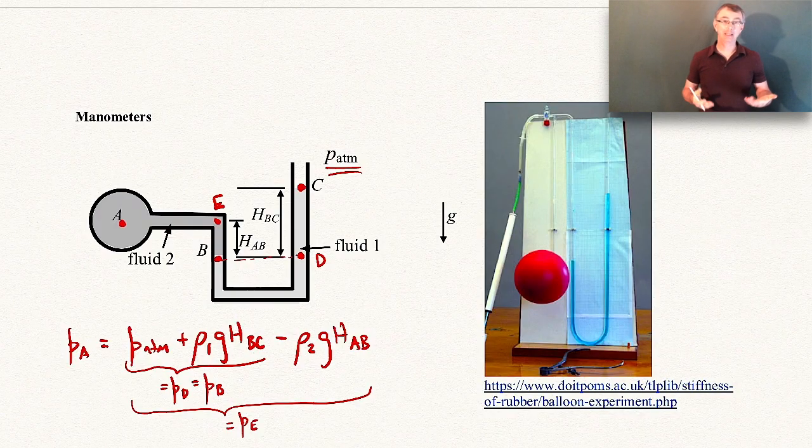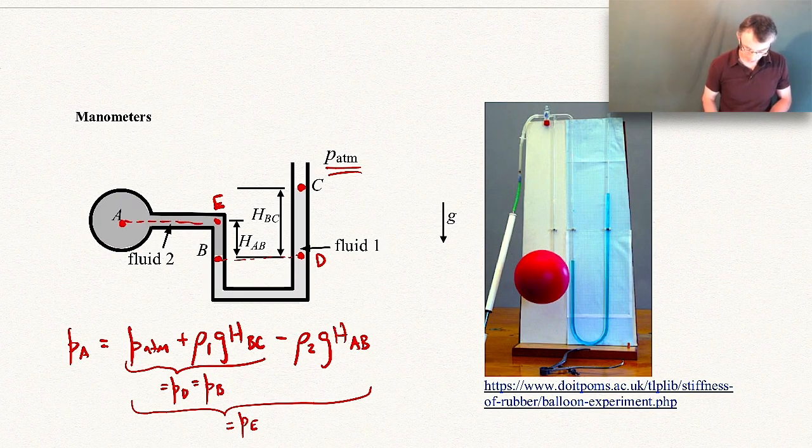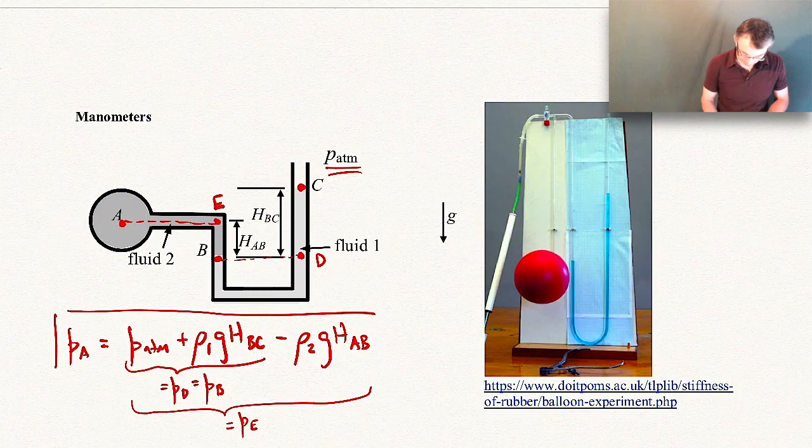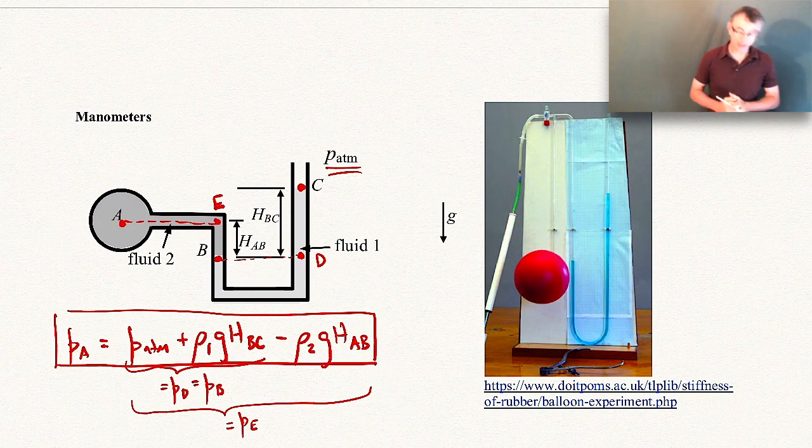But the pressure at A and the pressure at E are identical, because now I'm moving just horizontally between A and E. So the pressure at E and the pressure at A are exactly the same. So the pressure at A now is just this that I've boxed in.